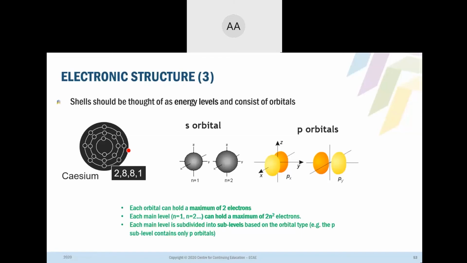And if we look at the energy levels, the first energy level only contains the S orbital. The second energy level contains 1 S orbital and 3 P orbitals, and so on and so on. So let's have a look at that in a little bit more detail, shall we?